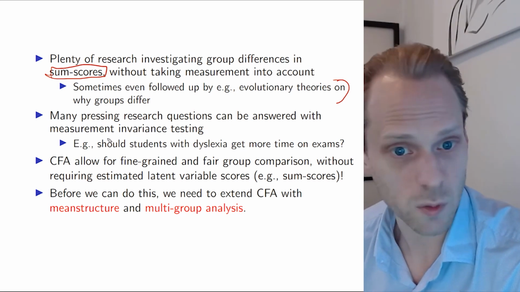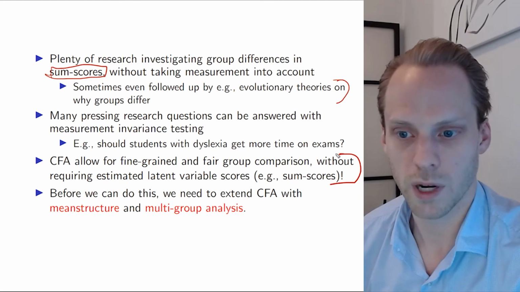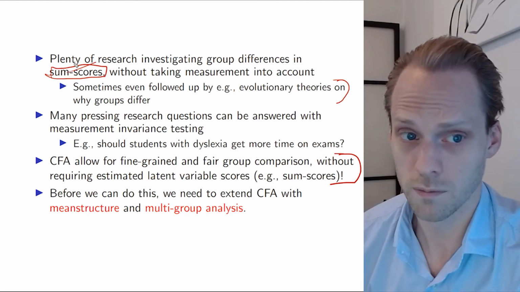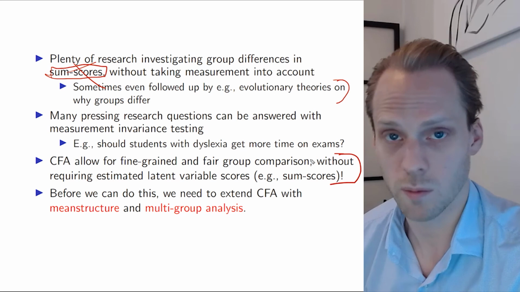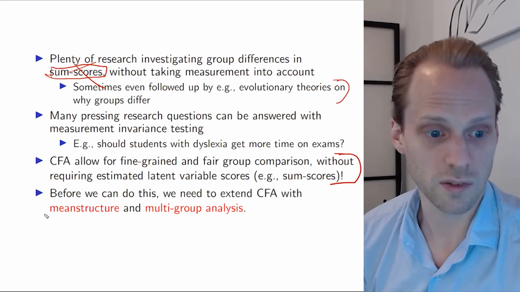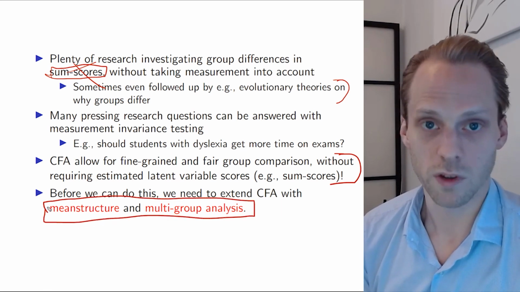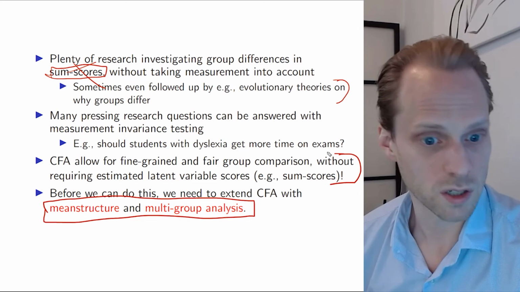And once we have the measurement invariance testing out of the way, we can compare groups. And we can compare them without ever having to compute a sum score. We can just compare them using SEM and CFA. But before we do that, we have to extend CFA with the mean structure and multi-group analysis. So that's what the next three videos will be about.